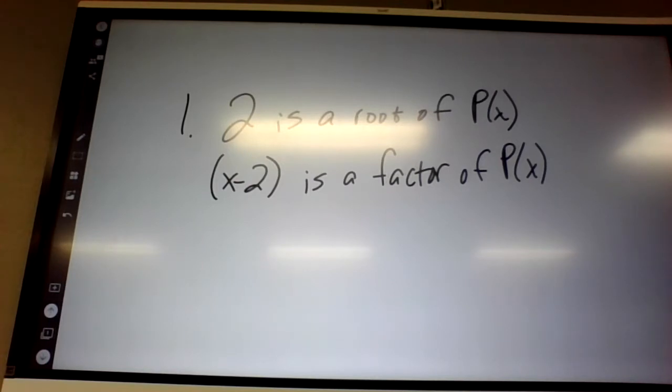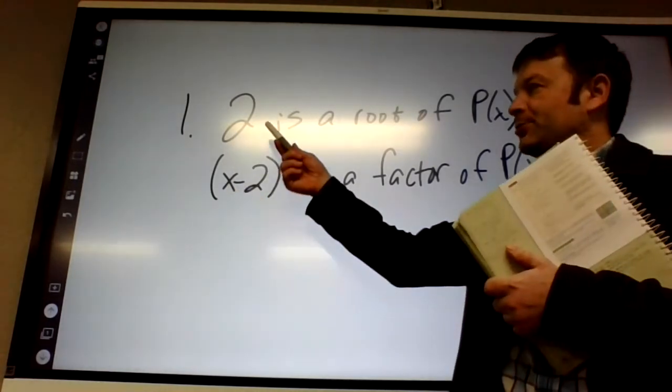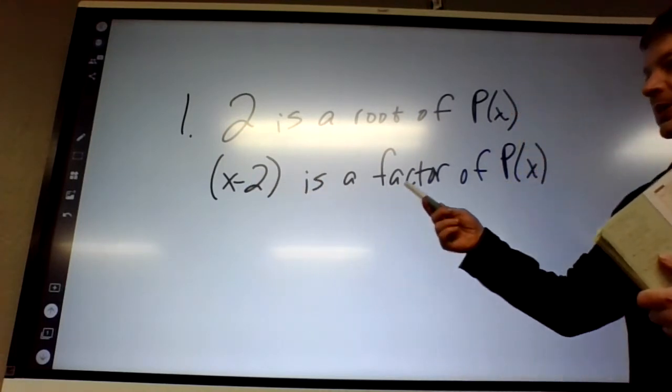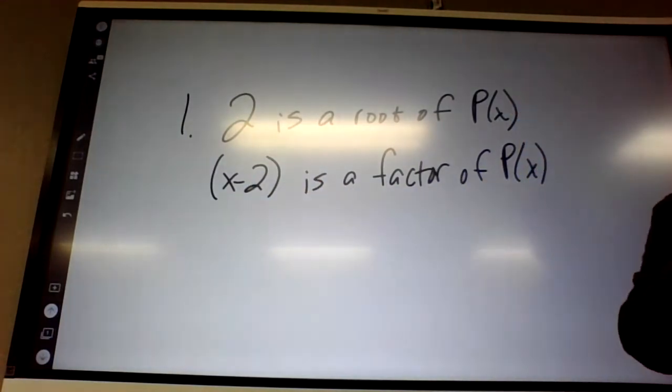Zero and root are synonyms. You guys know what a synonym is, right? It means the same thing. 0 and a root, they mean the same thing. And then you just do x minus whatever the root is, and that's a factor. Okay.